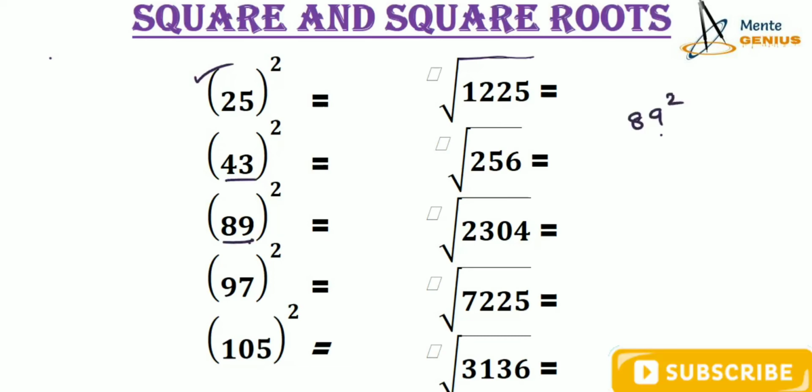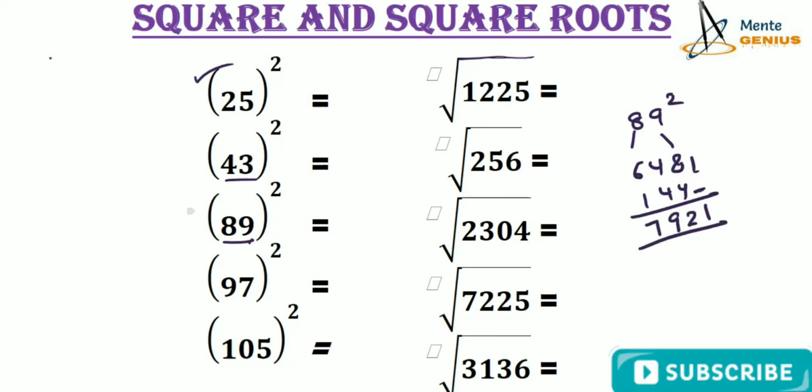89 square: so 9 square is 81, 8 square is 64, 8 times 2 is 16, times 9 is 144. The 1, I didn't write here because it will be our unit place. 8 plus 4 is 12, 1 carry, 9 and 7, 7921 will be equal to 89 square, right? 97 square, we can do it very easily. That is equal to 9409.